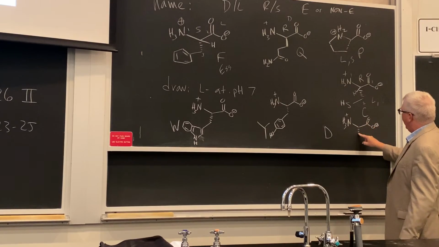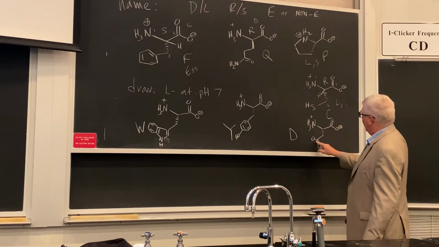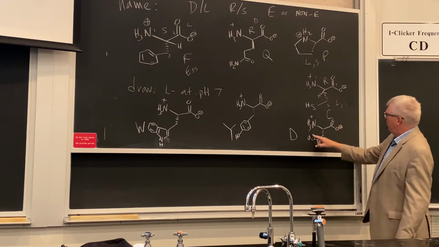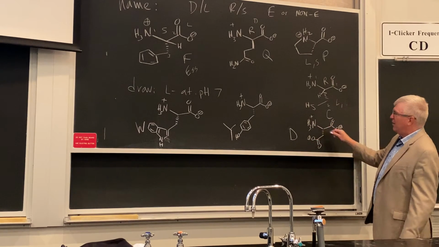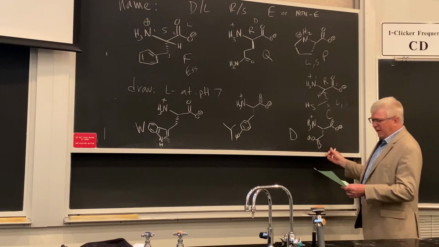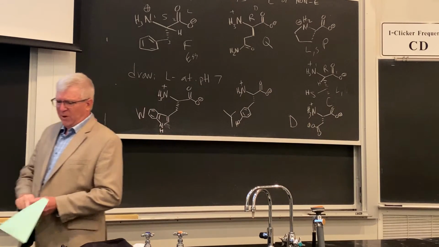1, 2, 3, 4 carbons, and then another carboxylic acid, but it's ionized at pH 7, right? So the overall charge of this would be -1 at pH 7. Yeah, so you could review charges too for that. So the structures of the amino acids and things like that, the naming, you should be comfortable with right now.